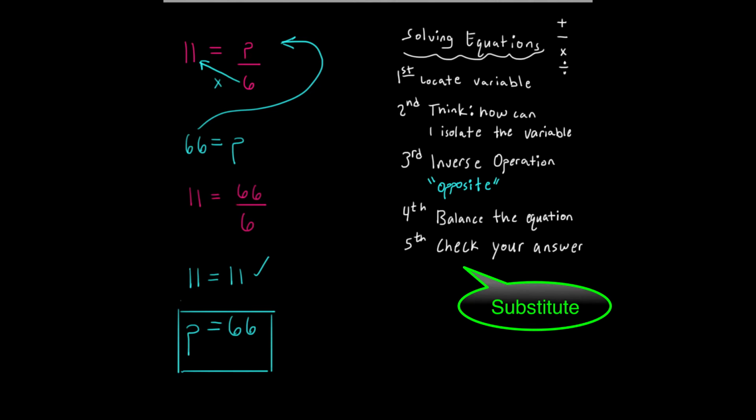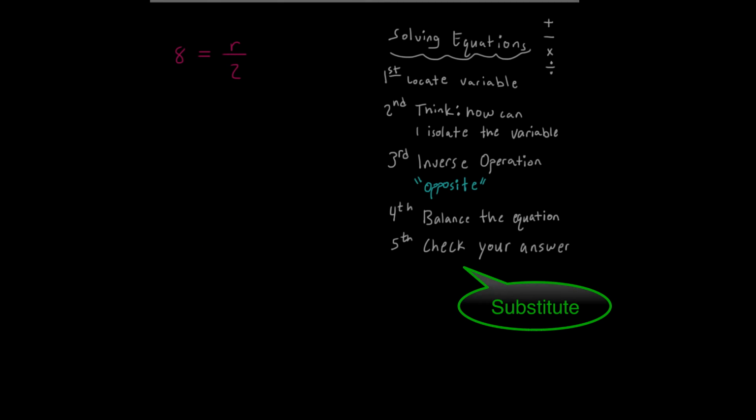Okay, so let's take a look at one last problem. Alright, I'm going to work through this problem a little bit quicker. This would be a good time to pause the video and try doing it on your own. So I'm going to push this 2 to the other side of the equation, and I'm going to put a multiplication symbol underneath that arrow there.